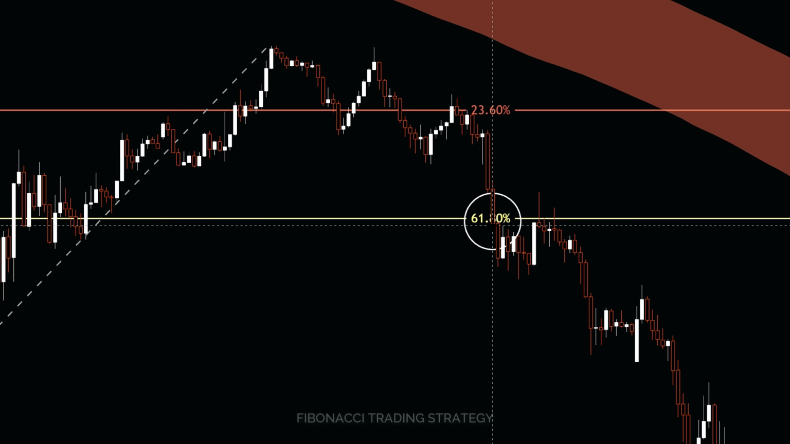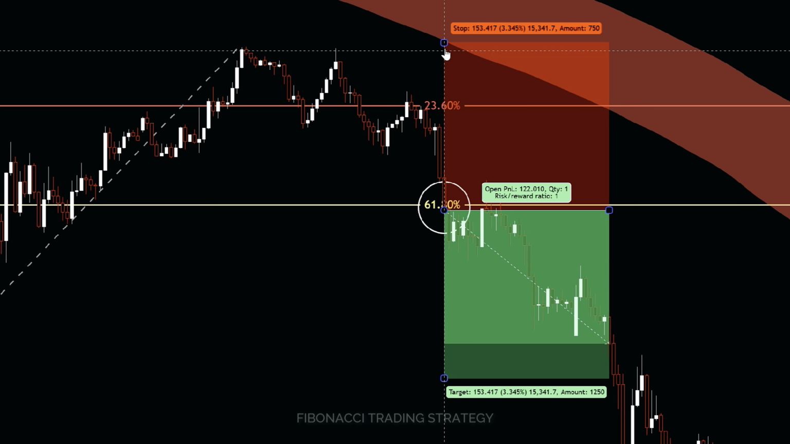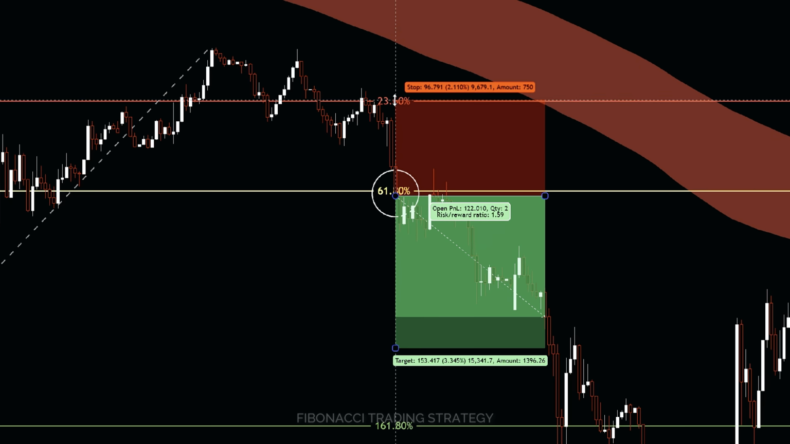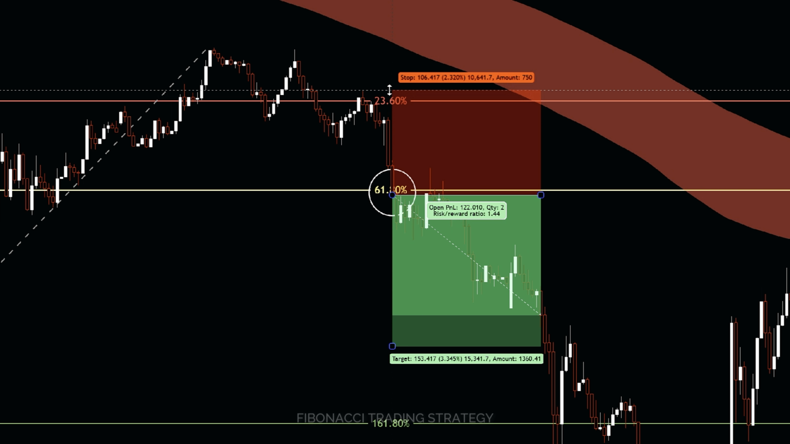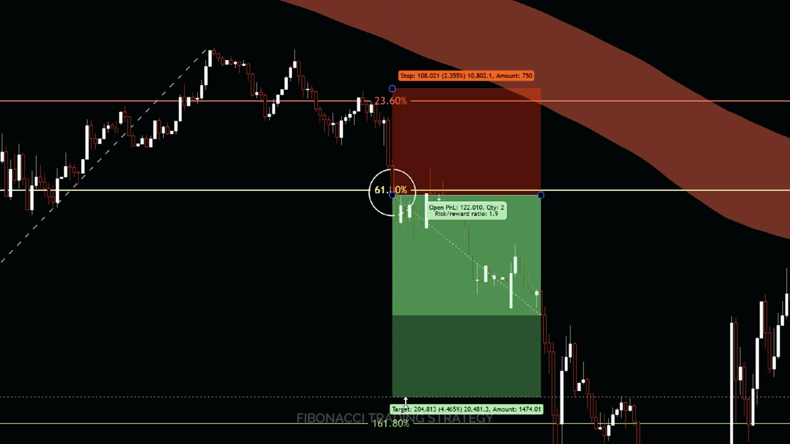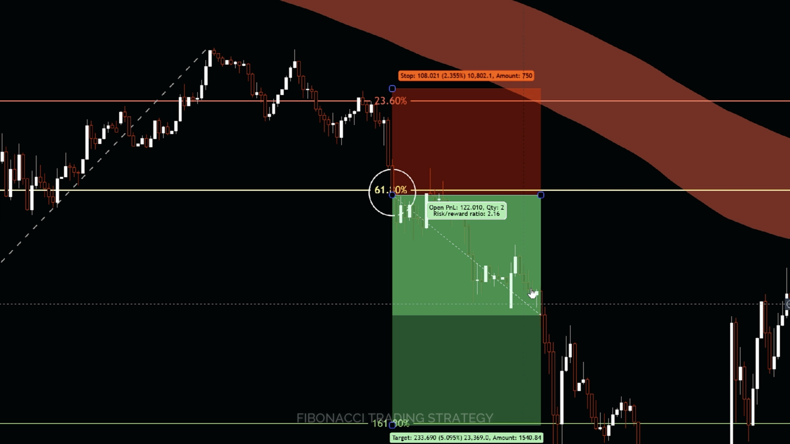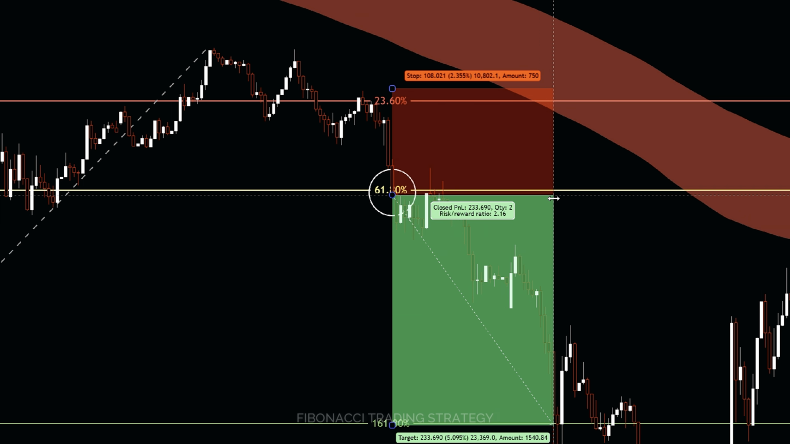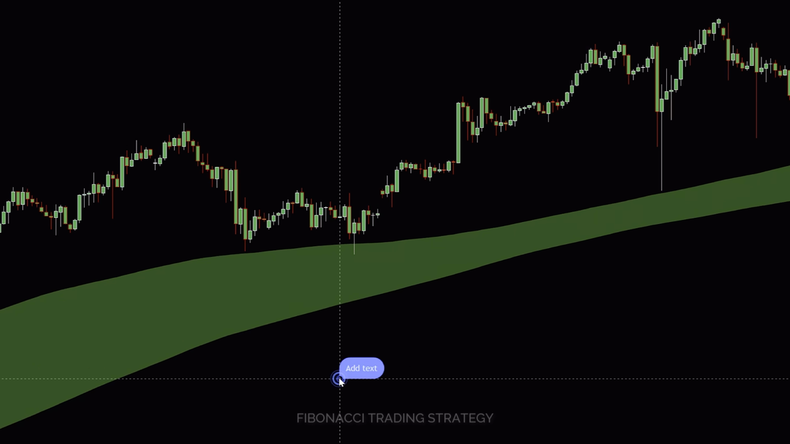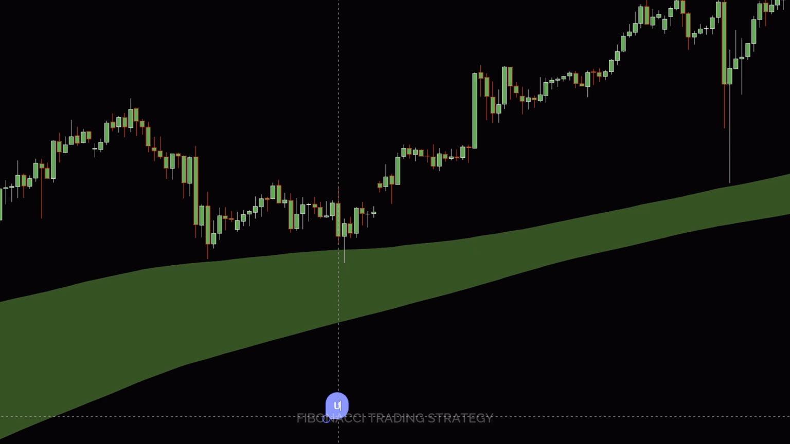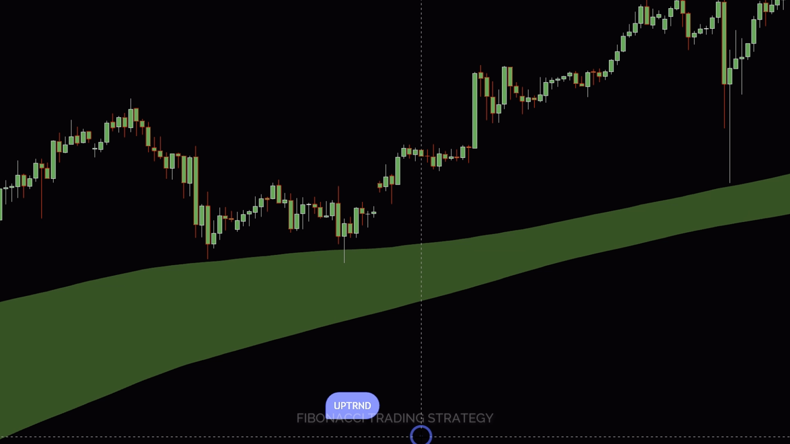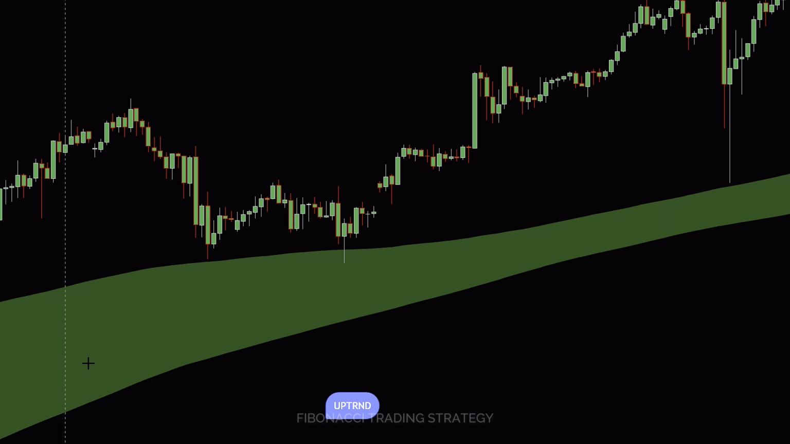Eventually, price breaks below the golden zone that triggered the sell entry. The stop loss goes above the 23.6% of the Fibonacci level, and the target is projected to the 1.618 of the Fibonacci extension, and price follows through in the direction of the trend. Now let's switch over to a buy example. This is JPY/USD on the 1 hour time frame. Here price is trading above the cloud, and this is another characteristic of a strong trend.